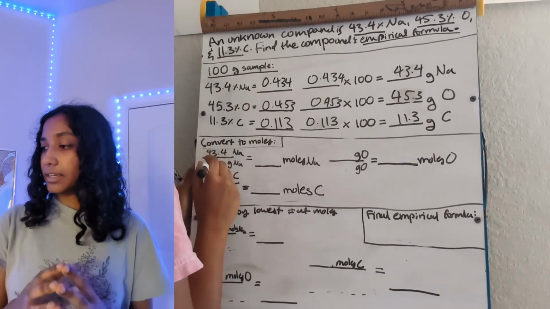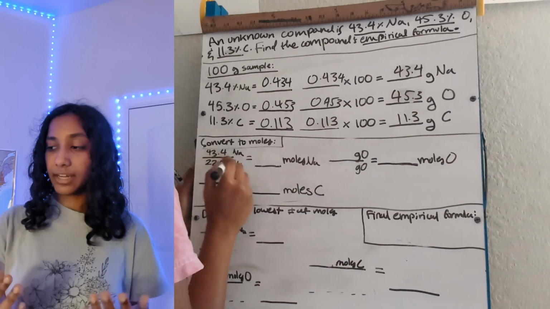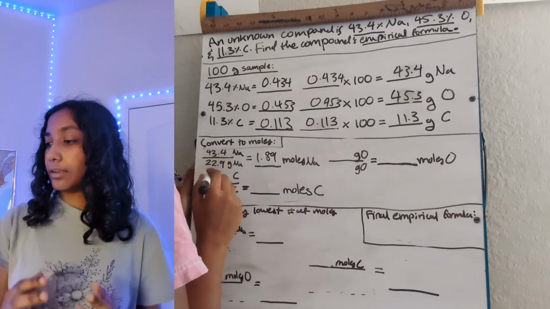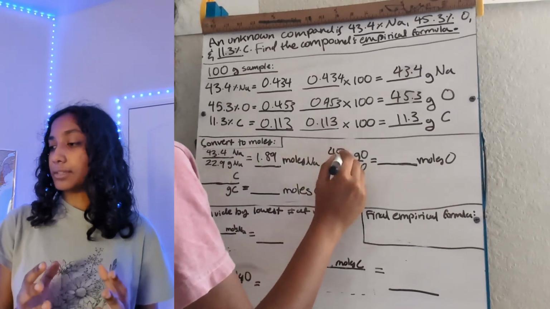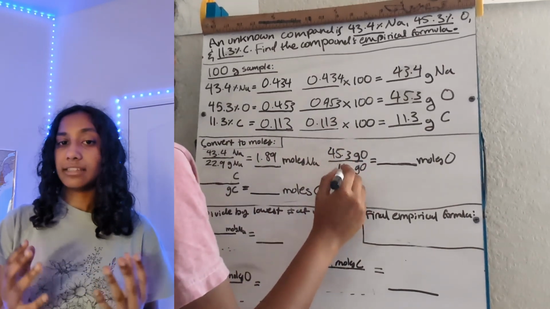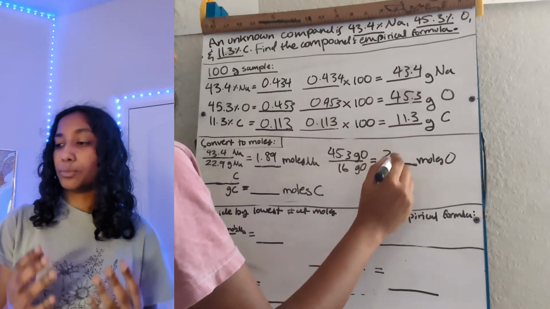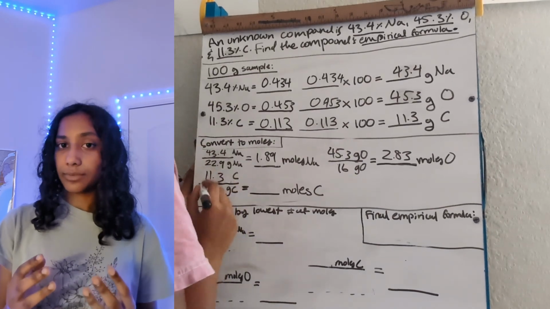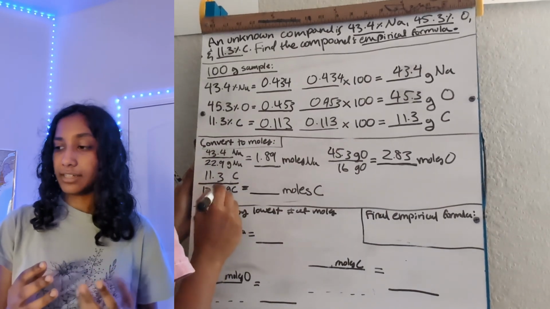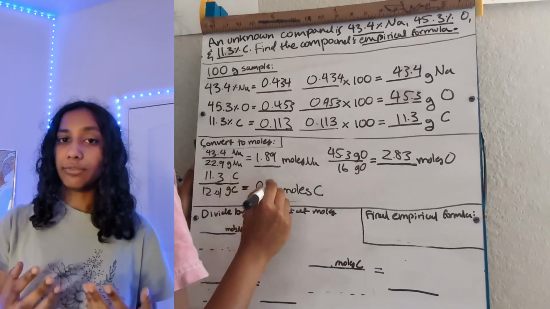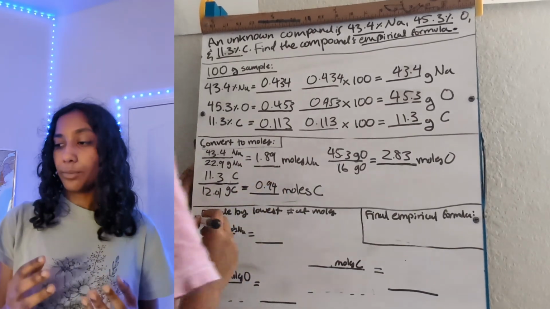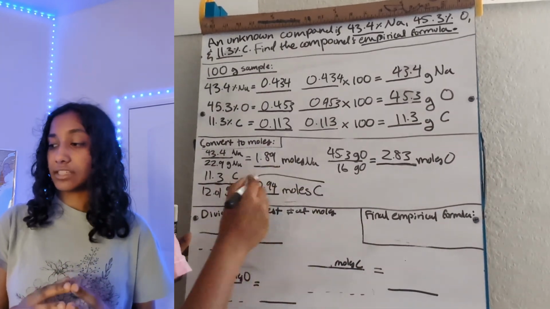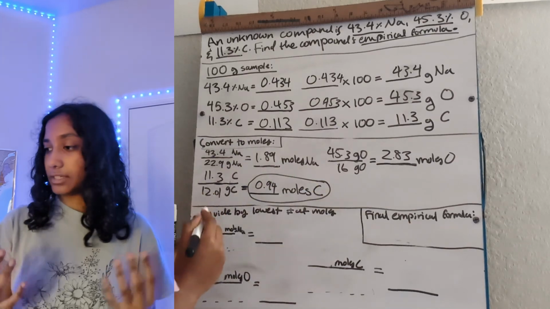43.4 grams of sodium divided by its molar mass, 22.9, gives us roughly 1.89 moles of sodium. 45.3 grams of oxygen divided by its molar mass, 16 grams, gives us roughly 2.83 moles of oxygen. And finally, 11.3 grams of carbon divided by 12.01, its molar mass, gives us 0.94 moles of carbon. Now we're going to find the atom with the least amount of moles in the compound. In this case, it's carbon with 0.94 moles.